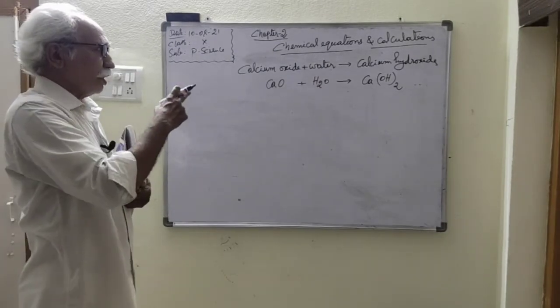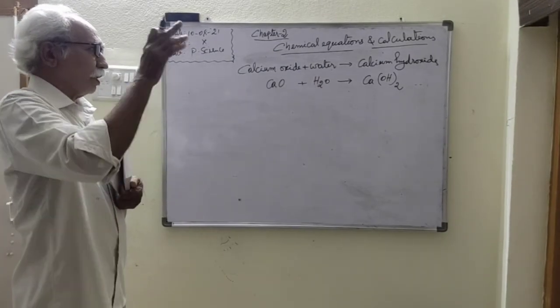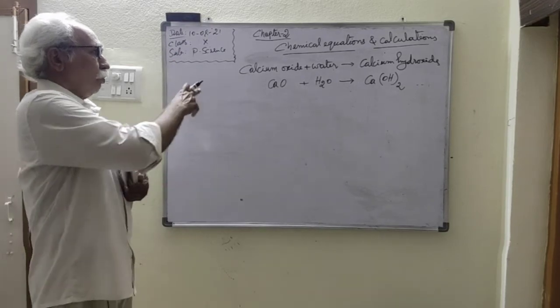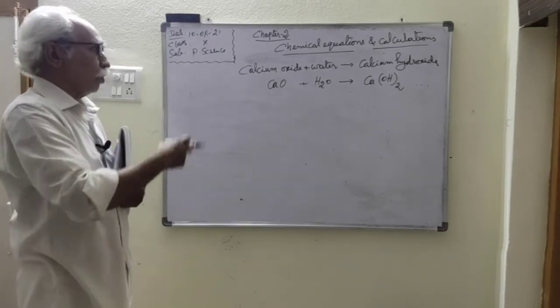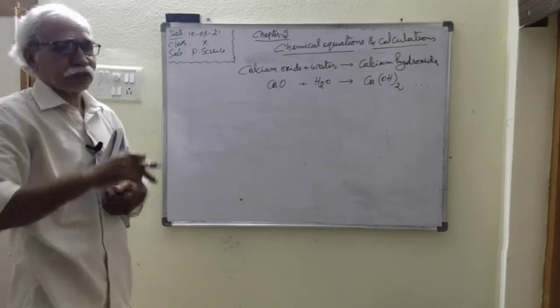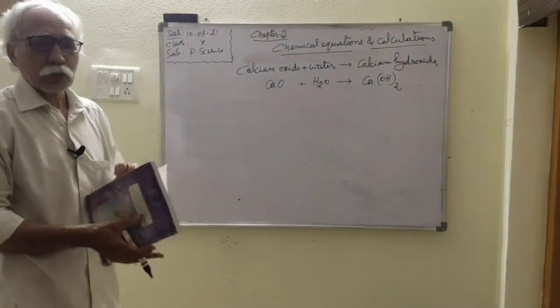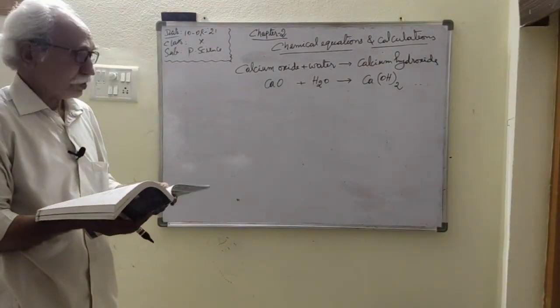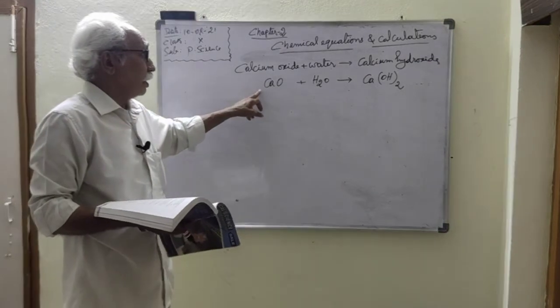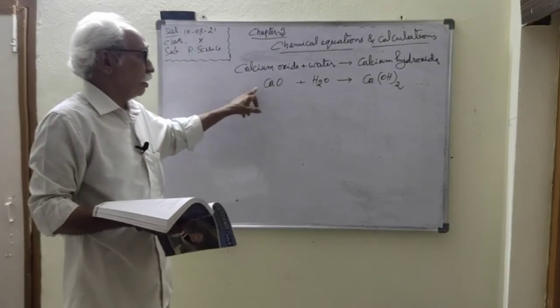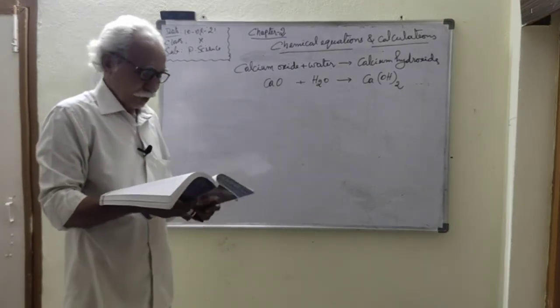Now I understood how many moles are participating and how many moles are produced. 1 mole of calcium oxide and 1 mole of water give 1 mole of calcium hydroxide. We can say this easily. So this we can understand by using this chemical equation. This is called the chemical equation for the reaction.